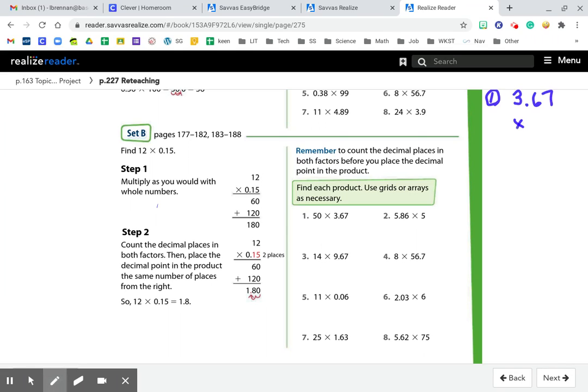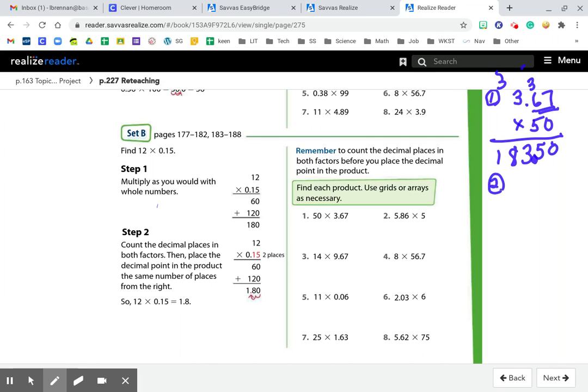3.67 times 50. We're going to have 0 distributes, so I'm just going to shift my problem over. I'm going to have 0, 0, 0, 0. But I can actually just shift my problem over and start the distribution with the digit in the tens place. 5 times 7 is 35, carry the 3. 6 times 5 is 30 plus 3. And 5 times 3 is 15 plus 3. So we have 18350, 2 digits in decimal place value in the problem, 2 in the answer.